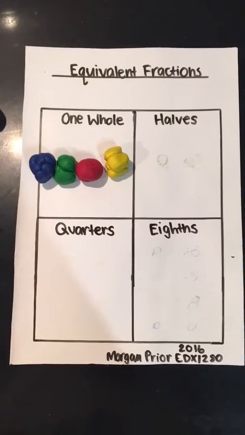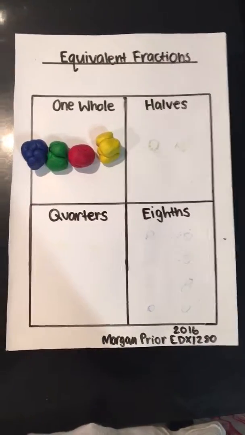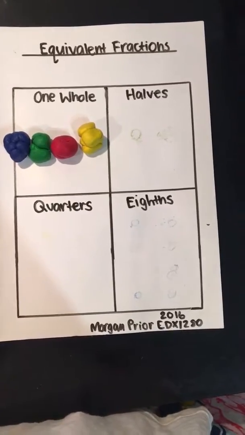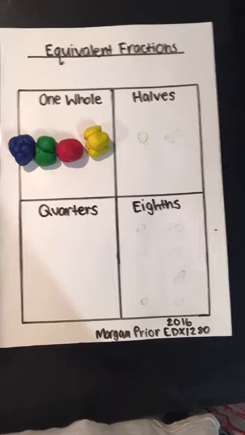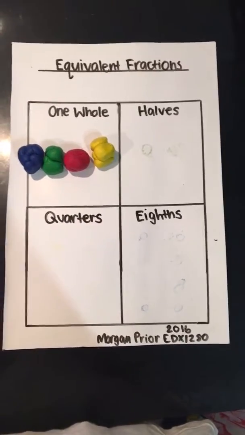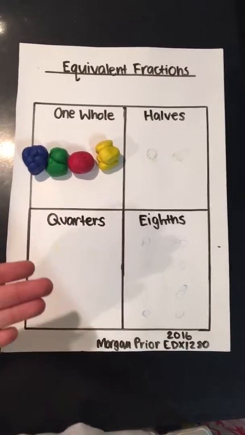to 1 whole. As our halves, quarters, and eighths are all equal to 1 whole, we can see that these are equivalent fractions because they are equivalent to each other. They are the same fraction but represented in these different ways.